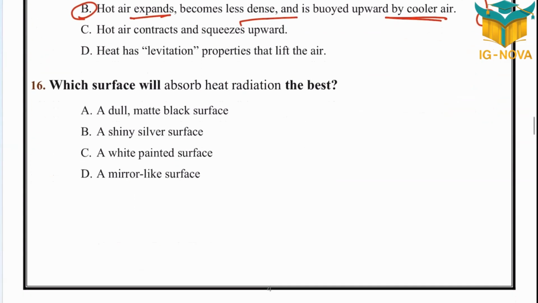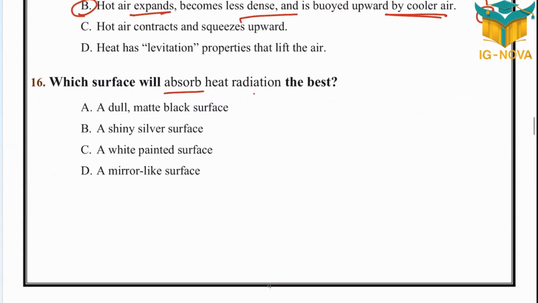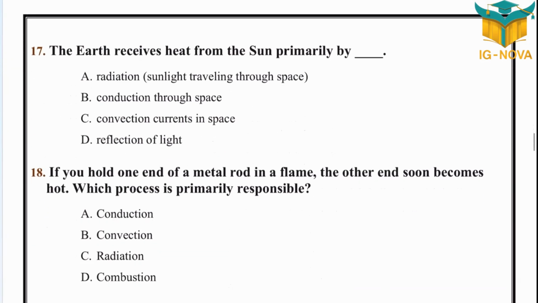Question 16. Which surface will absorb heat radiation the best? The best absorber, if you remember from the previous video, is a dull, matte, black surface. Question 17. The Earth receives heat primarily from the sun. We just said it's radiation because it can travel through space.